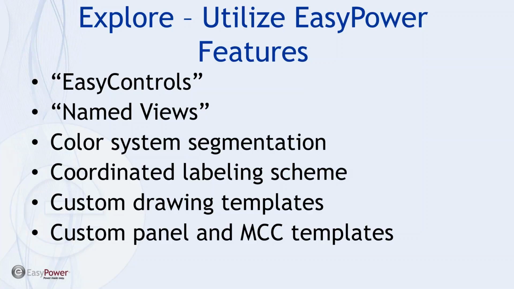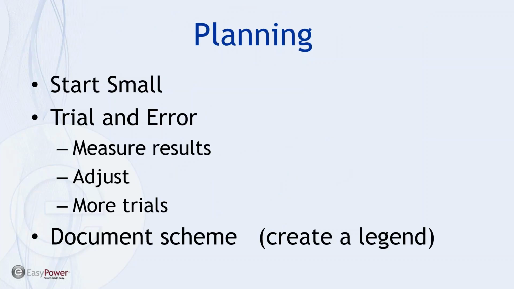It's possible to do some organization with color segmentation, having some coordinated labeling scheme, because each device is required to have a unique ID, have a scheme worked out where the device can be found based upon the information that's contained in the label itself. And then custom drawing templates and custom panels and MCC templates are all features to help improve the utility and productivity of the one-line diagram itself. I'm going to focus primarily on Easy Controls and the name views.